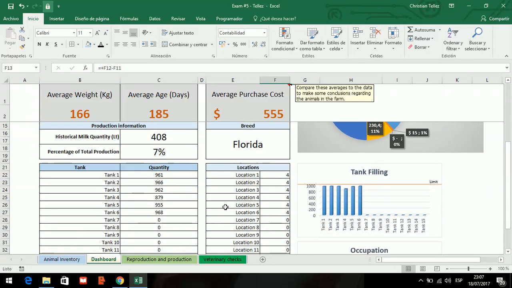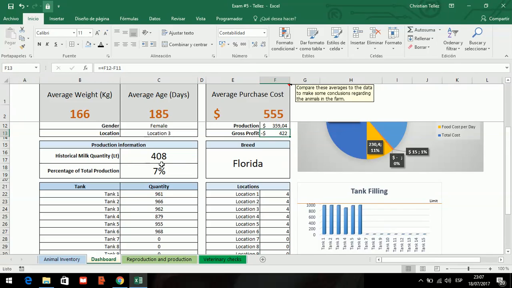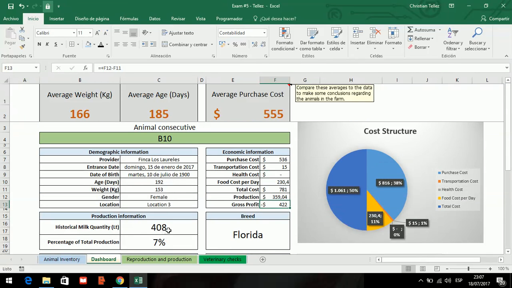Here we have some information regarding the historical milk quantity, or the production information, for this animal. This animal is a female, and the historical milk quantity production is 408 liters, and the percentage of total production is 7%. I mean, of the total production of all the animals, this animal is only representing 7%. The breed of this animal is Florida.